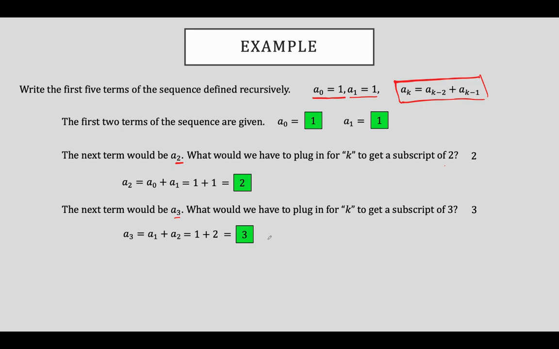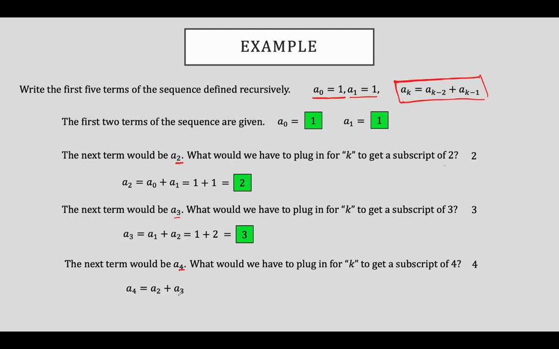To get the fifth term of the sequence, that would be the next integer up from 3. We would have A subscript 4. What would we have to plug in for k to get a subscript of 4? In this case, we would plug in 4. If I plug in 4 for this k, I plug in 4 for every k that I see. A sub 4 is equal to a sub 2 plus a sub 3. A4 equals A2 plus A3. A2 we found as being 2. A3 we found as being 3. 2 plus 3 gives us 5 for the fifth term of our sequence defined recursively.